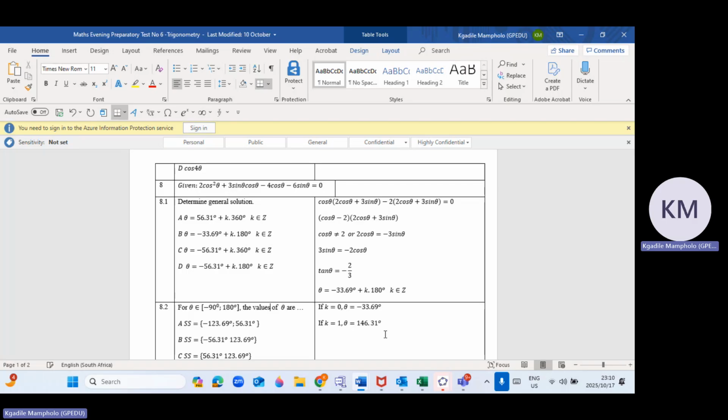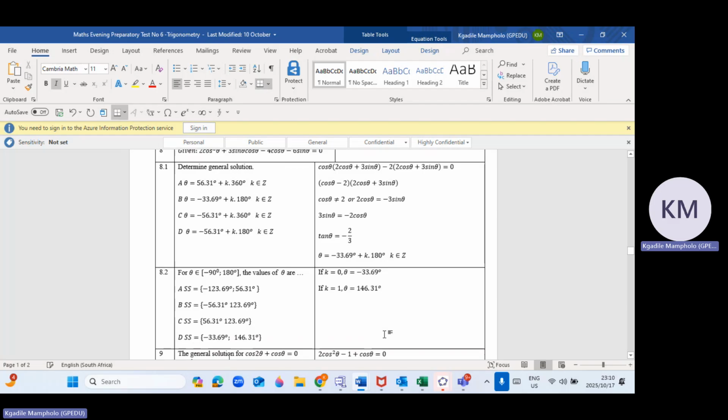Let k be any integer, depending on the interval given. So if you check -2 and it is not working, then you go to -1. If -1 is not working, you go to 0. Even if -1 is working, the next one you check is 0. After 0, you check 1, until all the values fall within the given interval.